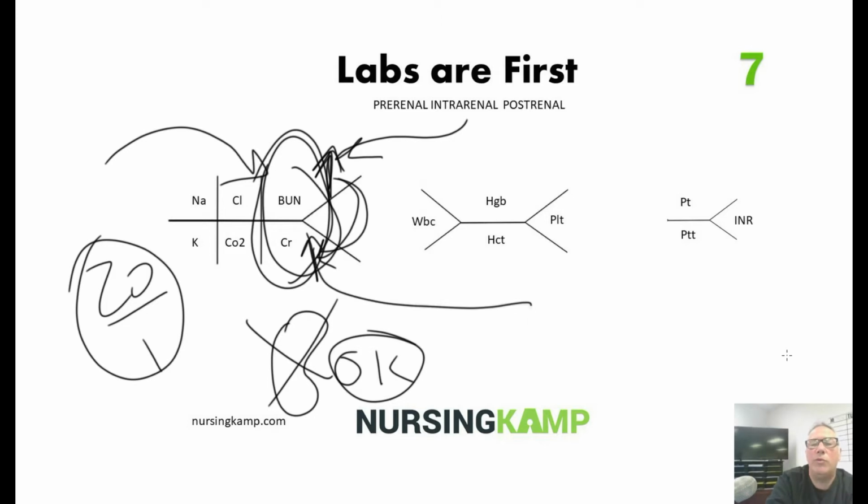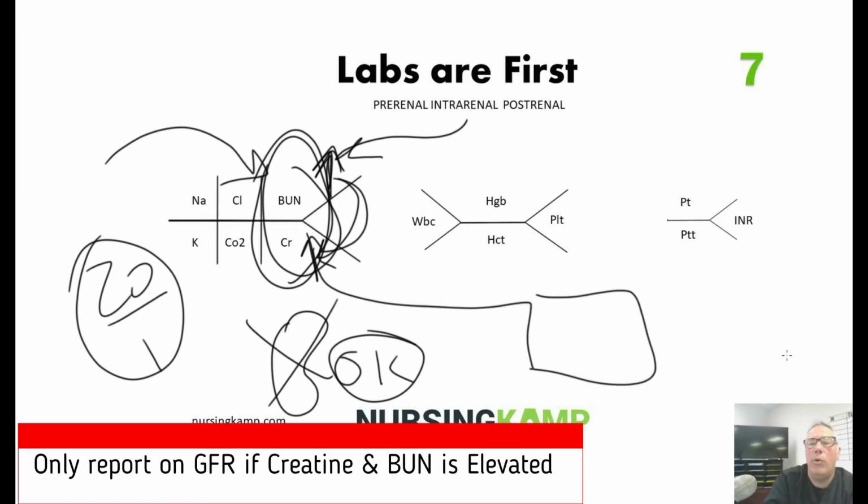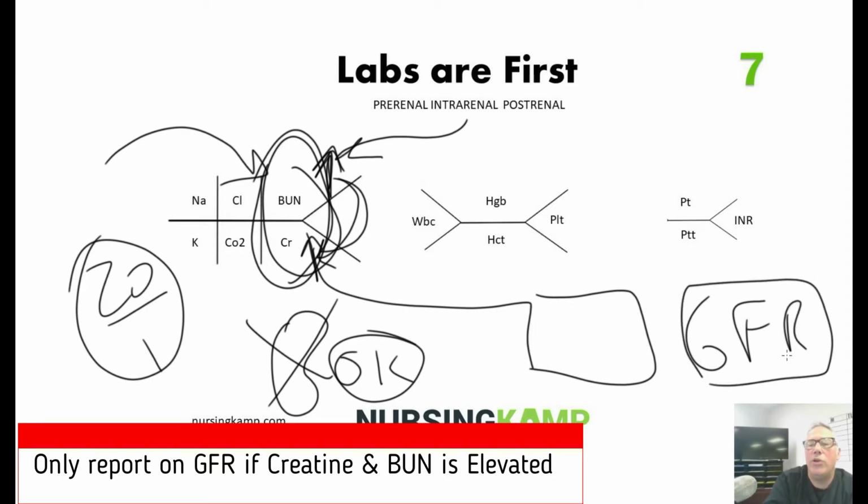So what we do then is we go down to the GFR. And we're going to talk about that more closely when we look at intrarenal failure because the GFR is all about intrarenal failure. In an intrarenal failure, this GFR is going to say how well the kidney is functioning.